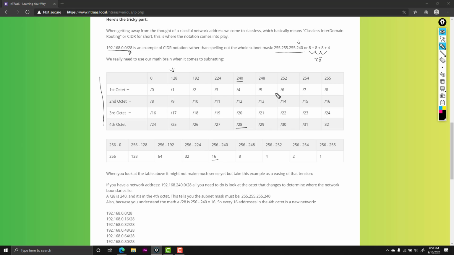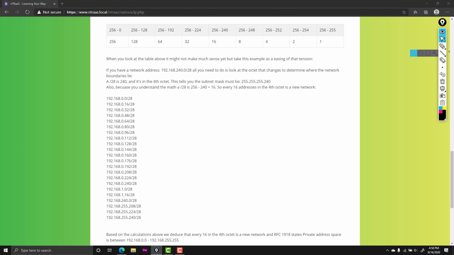So moving down a little bit, we're going to talk about what this /28 provides for us. A /28 is 240 in the 4th octet. Because you understand the math, the /28 is 256 minus 240. So every 16 addresses in the 4th octet is a new network. Here's a nice little flow of all of the IP addresses that are in different networks.